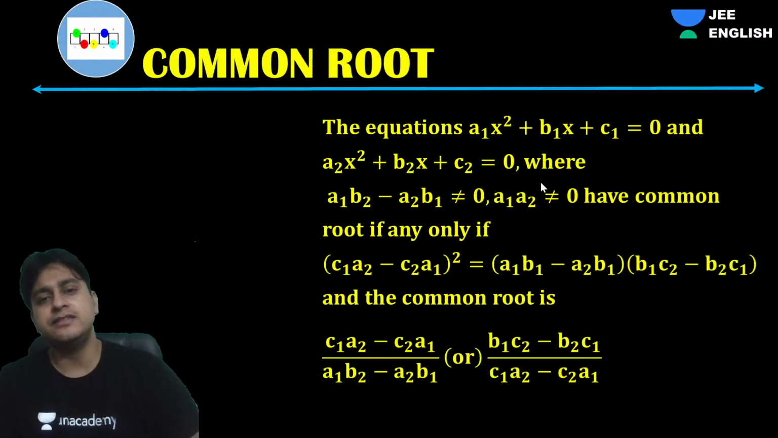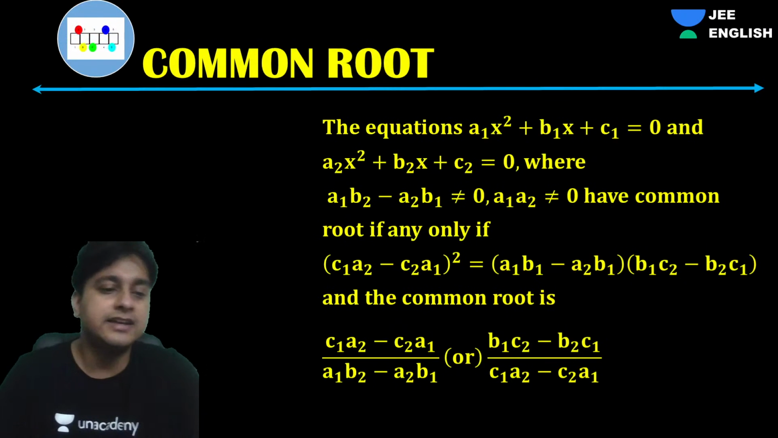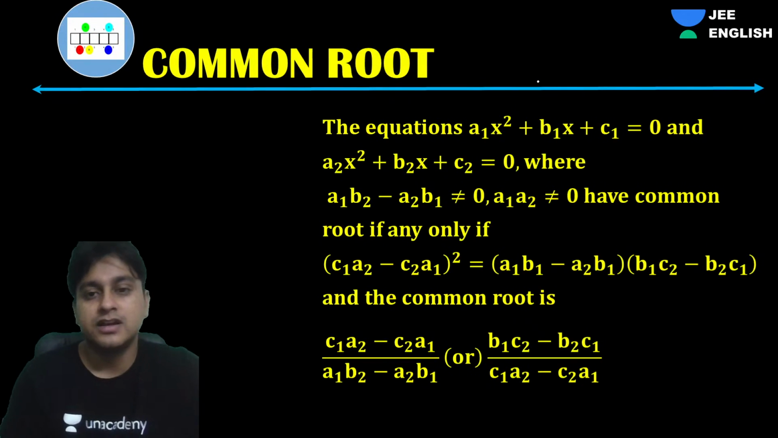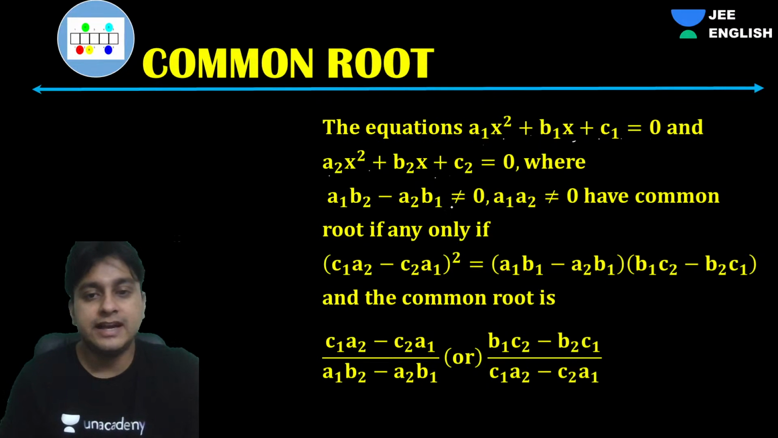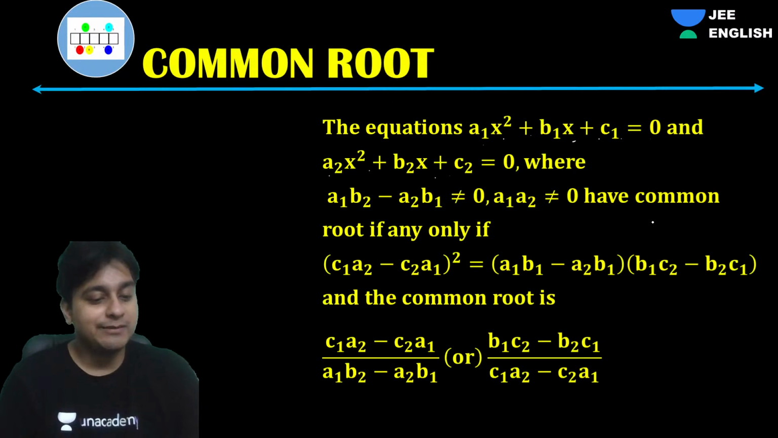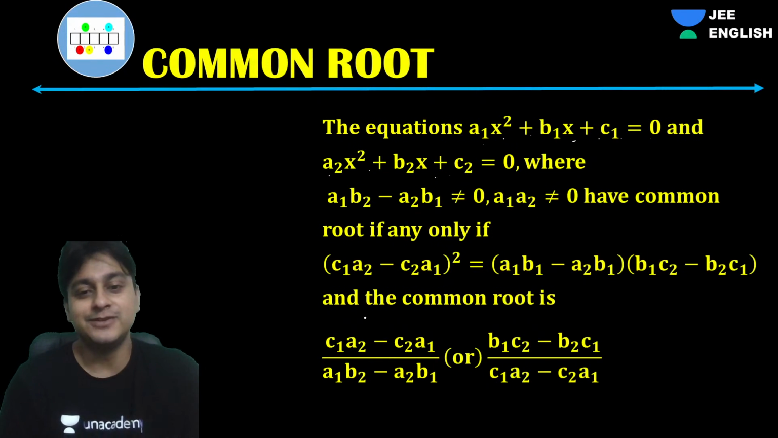Now guys, it's a very easy one to get the equation and the common root condition. Let's suppose we have two quadratic equations, a1x square plus b1x plus c1 equals to 0, and a2x square plus b2x plus c2 equals to 0. Obviously, a1 b2 minus a2 b1 should not be 0, because when you solve it, this will be the denominator and you should not get that as 0. So it's very easy to get the common root here.